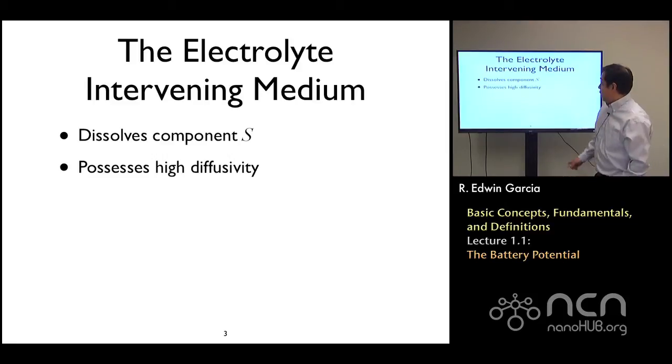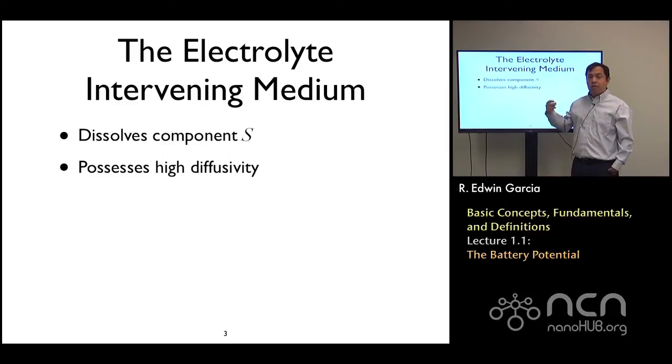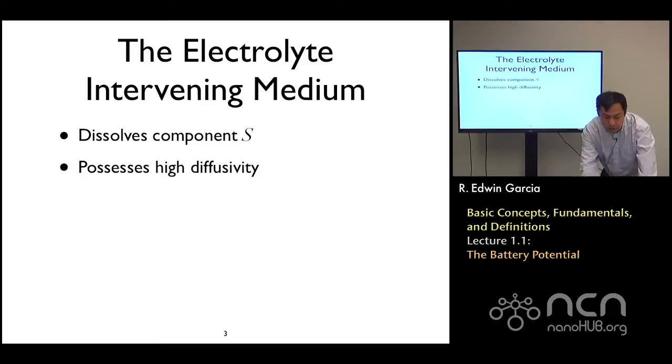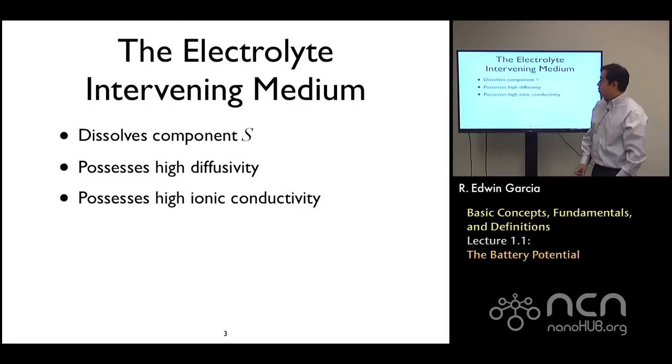It has to have high diffusivity, because even if it dissolves it, if it takes a long time to go from the anode to the cathode, that will limit how much charge we could actually move. Basically, the electrons will move through the load into the cathode, and will just be there sitting, waiting for the ions to react, and that could completely decrease the energetics of our battery. We expect to have high ionic conductivity.